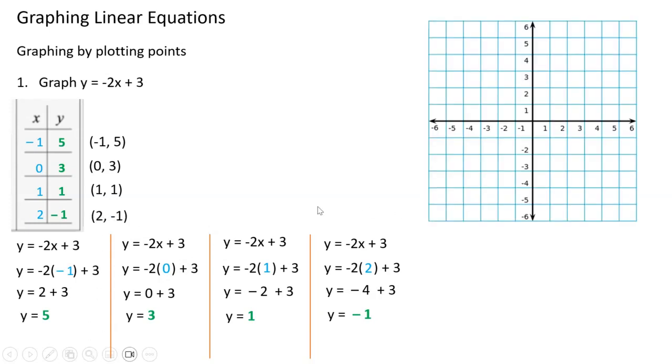Now we're going to graph them, each point, right? So -1, 5 is -1 for the x and 5 for the y. So it's going to be all the way up here. Then comes 0, 3. So my x is 0 and my y is 3. Then it's 1, 1. So x is 1 and y is 1. And finally, we have x equals 2 and y equals -1. And we connect our line through all the points. That's how you graph by plotting points.